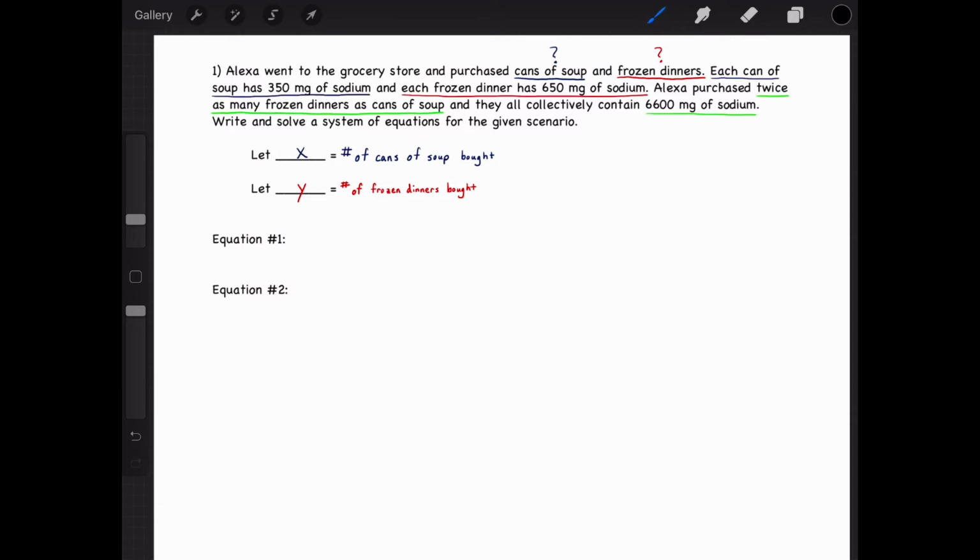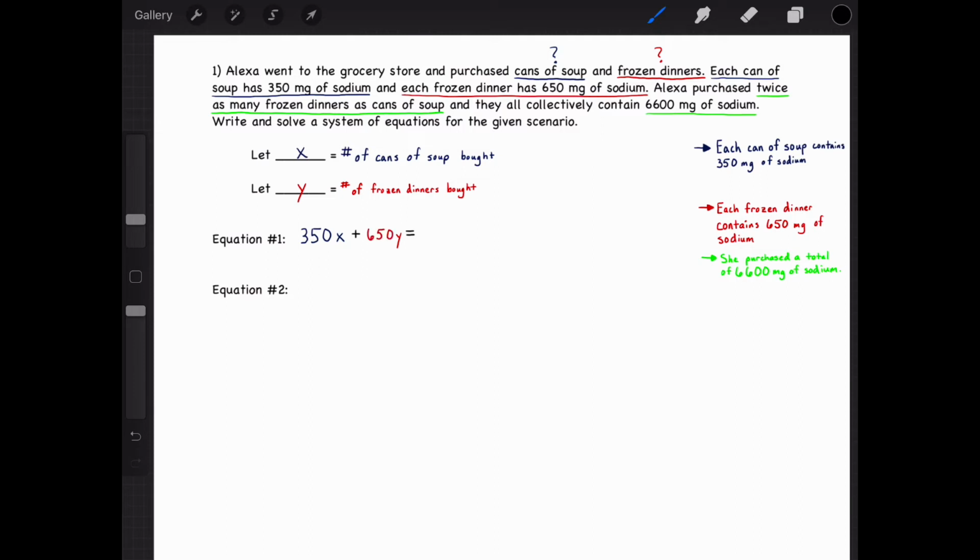Then from there, underlining what you do know and writing those to the side might be helpful to set up the other equations. So here we know that each can of soup has 350 milligrams of sodium, each frozen dinner contains 650 milligrams of sodium, and then in total she bought 6,600 milligrams of sodium. So using that information, we can set up an equation for number 1 where the number of cans times how much sodium is in each, plus the number of frozen dinners times how much sodium is in each of those, should equal 6,600.